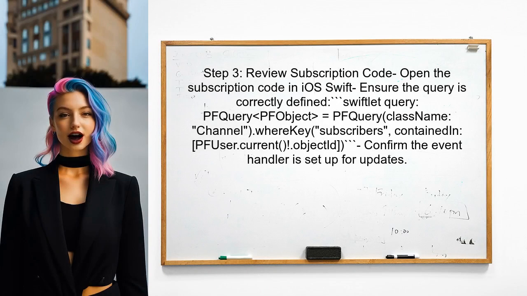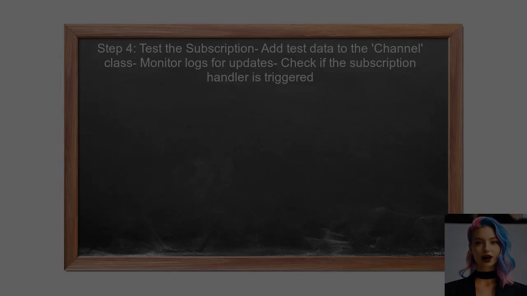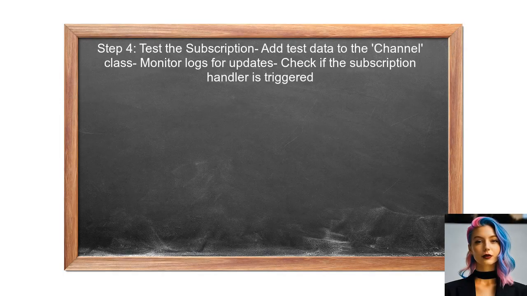Now, the user should check the subscription code to ensure that it is correctly set up to listen for updates. This includes verifying the query and the event handler. Finally, the user should test the subscription to see if updates are being received. This can be done by adding some test data to the channel class and observing the logs.